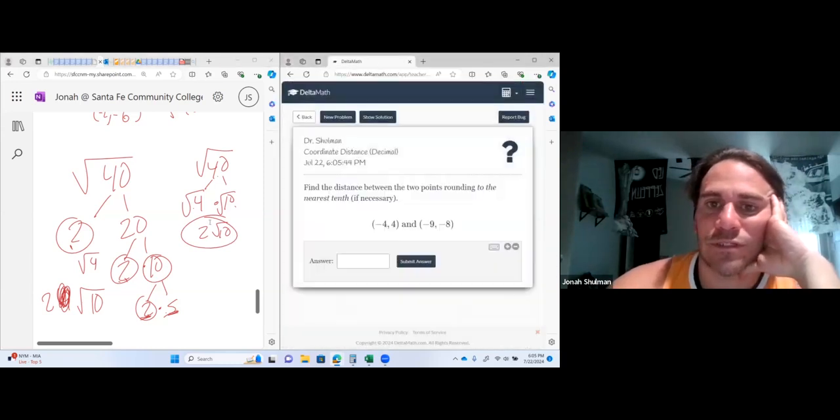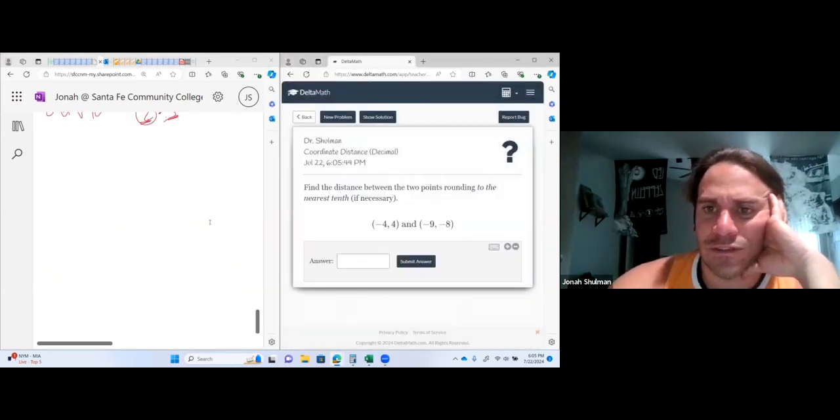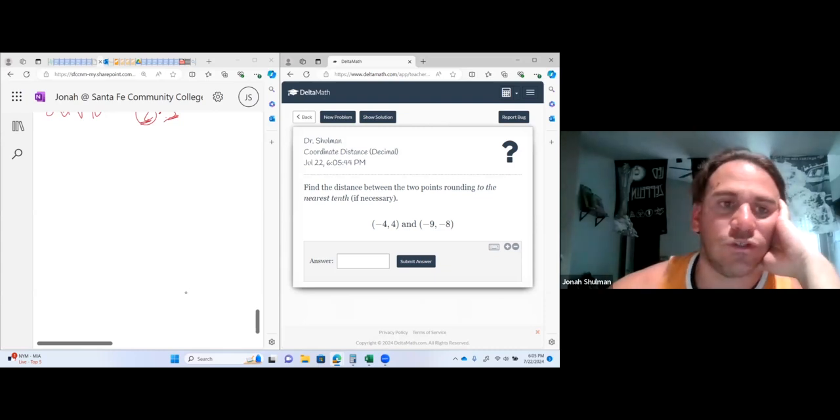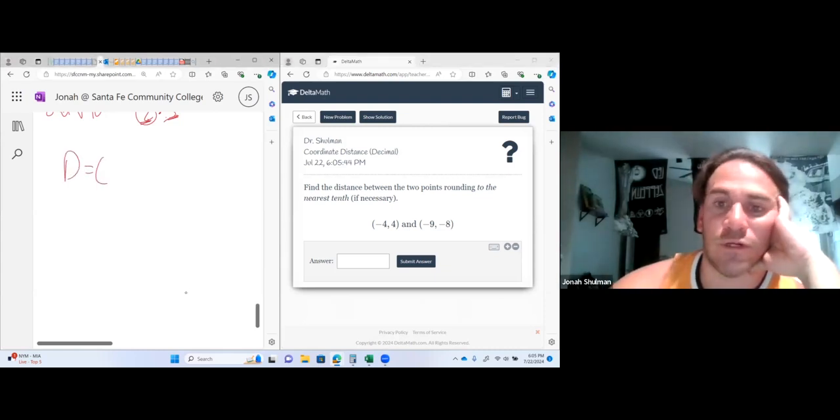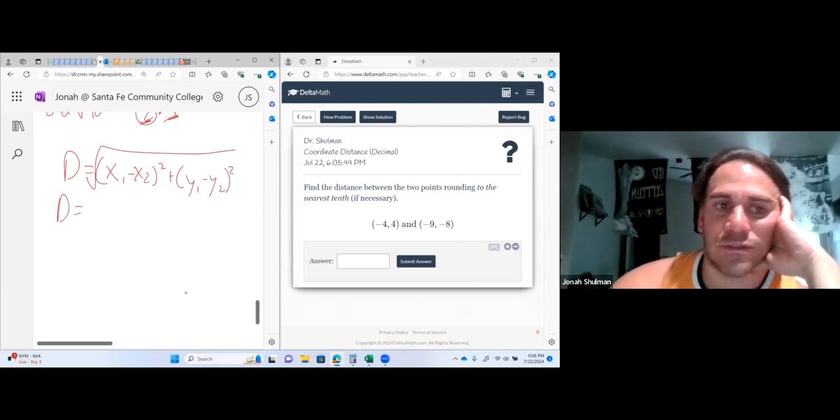All right, let's do another distance. So find the distance between 2 points. I guess I should show you the formula. So distance, if you don't want to graph, let's say you hate graphing: square root of x1 minus x2 squared plus y1 minus y2 squared. So this distance is x1, so -4, minus a -9 squared.